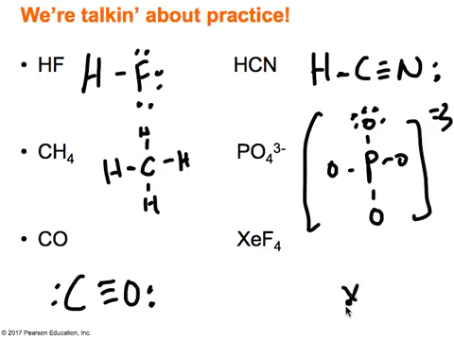XeF4 is a little new for you. If I count up all those electrons, I get 36. So what am I going to do? Because if I single bond it to all these guys, I actually have extra electrons. It's not a situation where I'm making double bonds to try to reduce the amount of electrons used. If I put 2 on each of these, I'm going to end up with extra electrons. So this is possible.